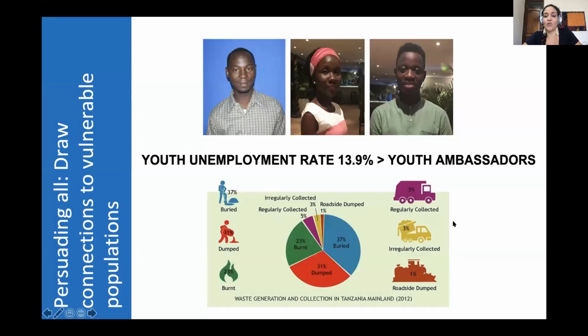We also highlight things like youth unemployment. I normally say that in Tanzania we have two curves that grow. One is youth unemployment, and the other one is the amount of waste being produced. So when you have that, you also have an opportunity to employ the youth working with the waste. You draw connections that people can relate to.